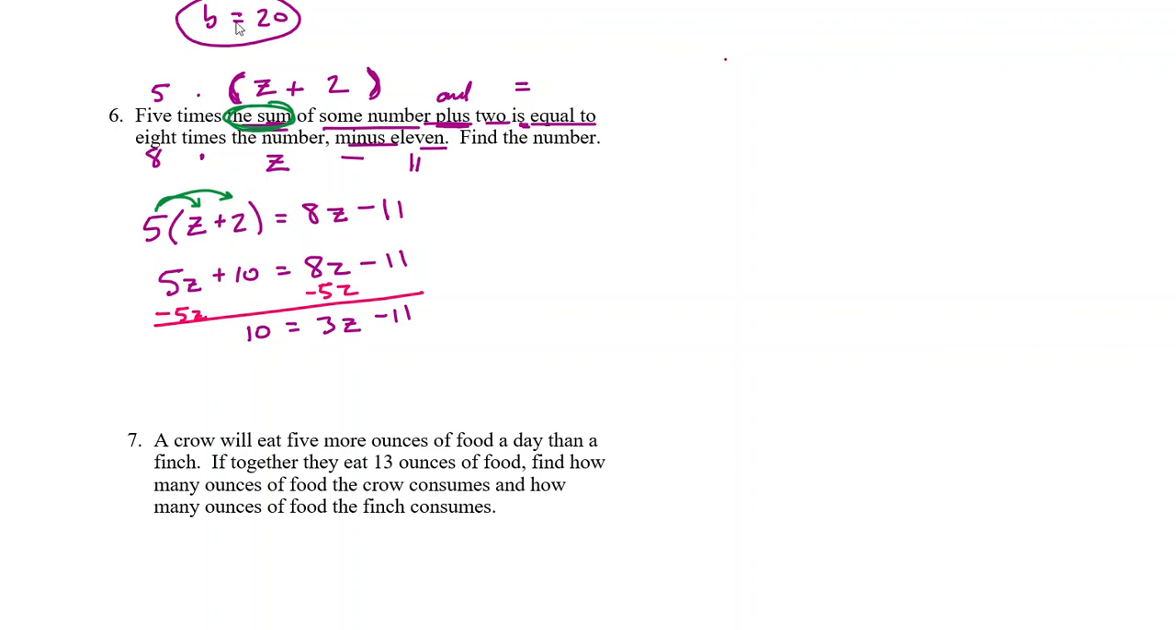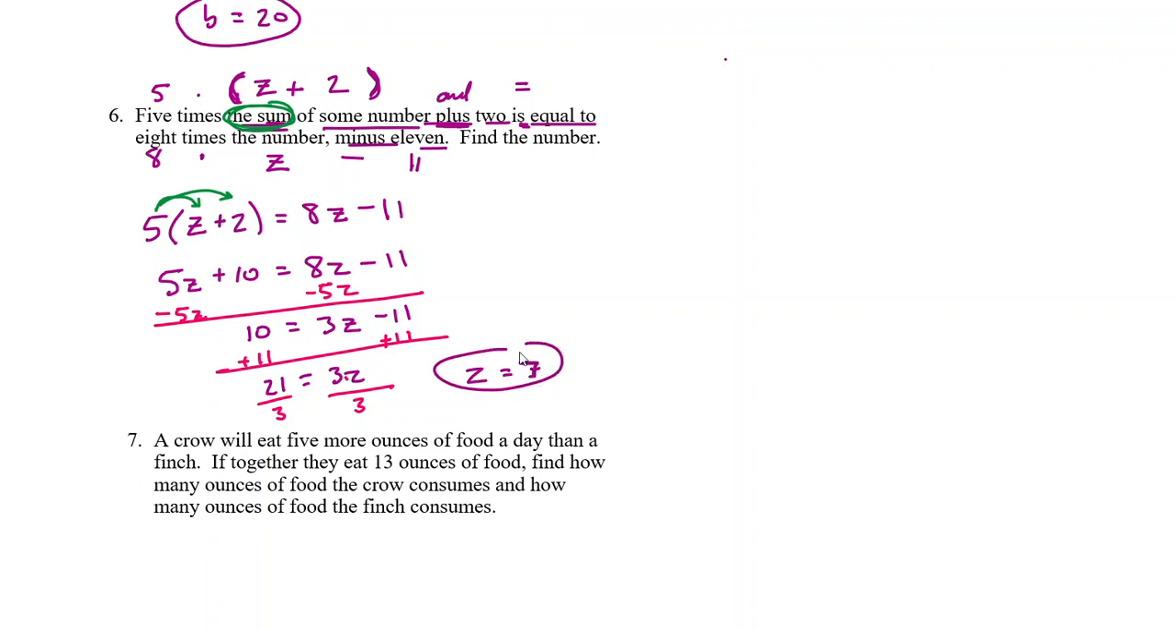Now it's down to a 2-step problem. I want to get rid of that minus 11. I'll add 11 to both sides. And then 3z equals 21. I'm going to get rid of that times 3 by division. Divide by 3. And I end up with z equals 7.